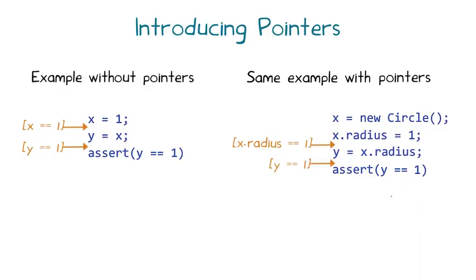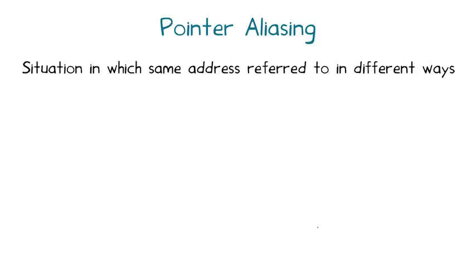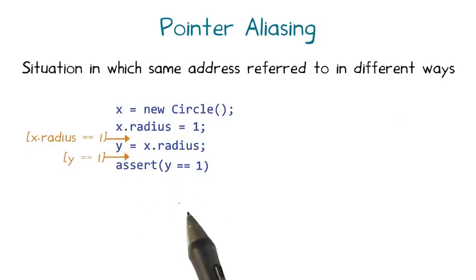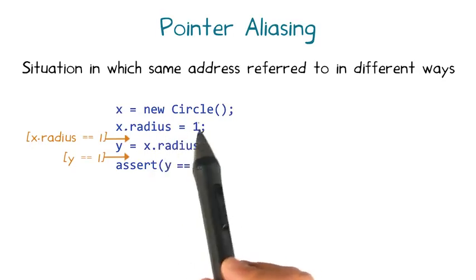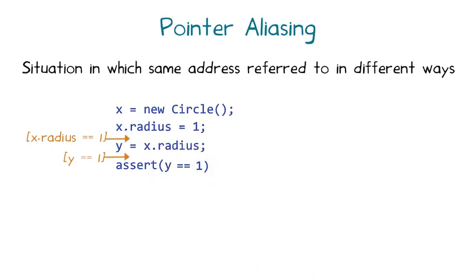Notice that this time our analysis had to track the value of expressions more complex than variables, notably the expression x.radius. Expressions built using pointers such as x.radius allow the same memory address to be referred to in different ways. This situation is called pointer aliasing. The example we just looked at did not have any pointer aliasing since we only had one circle pointer.